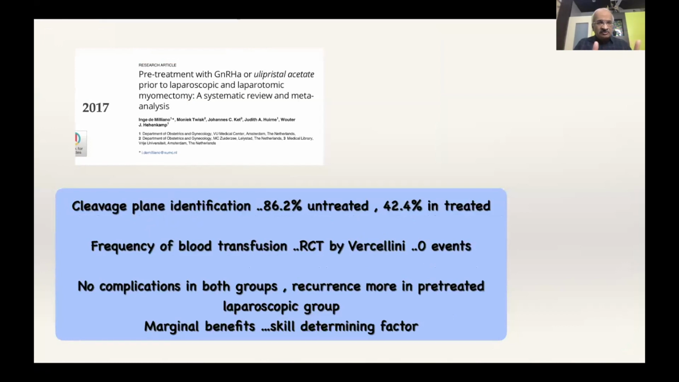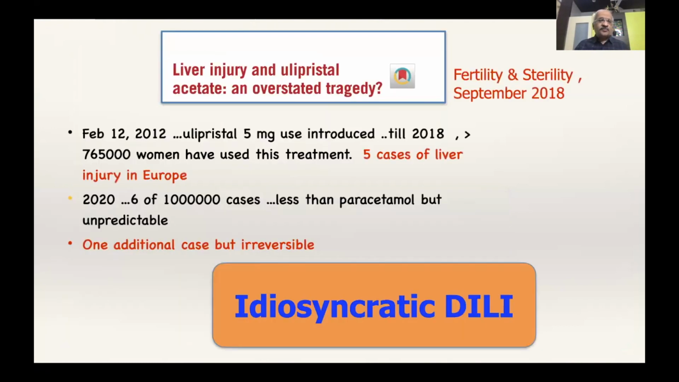Again, something very similar. This is a systematic review and meta-analysis of pre-treatment with ulipristal acetate. Cleavage plane identification was difficult in 86% of the patients, and that will really put us off using this pre-operatively before myomectomy. I think a lot of us are using ulipristal for non-infertility patients as well, in women who are coming to us beyond 35 after completion of fertility.